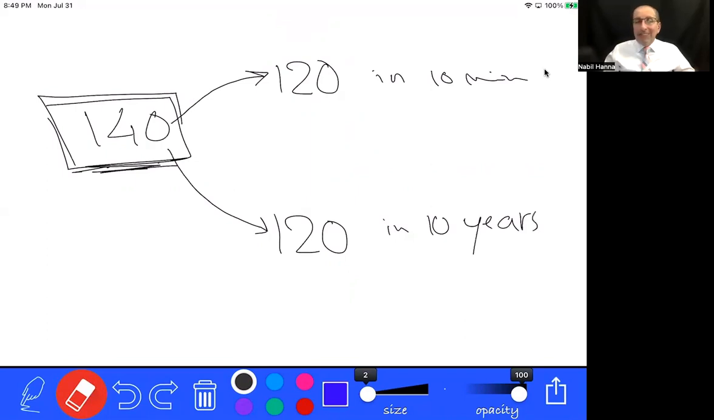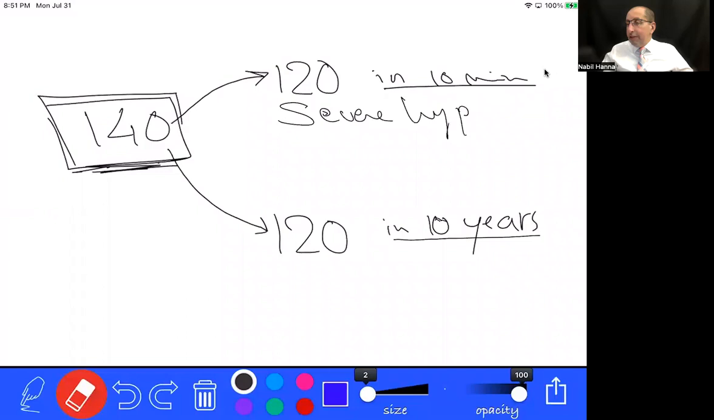Which one will have severe symptoms, do you think? The one who dropped from 140 to 120 in 10 minutes, or the one that took 10 years to develop this significant hyponatremia? Which one will have more severe symptoms? The one that dropped rapidly. So this is going to be severe hyponatremia. And this one is going to be mild hyponatremia.